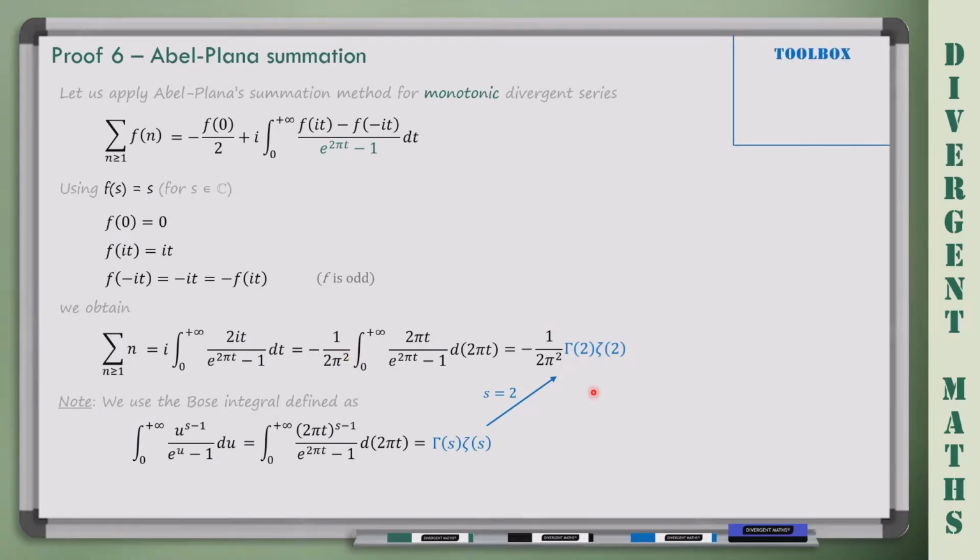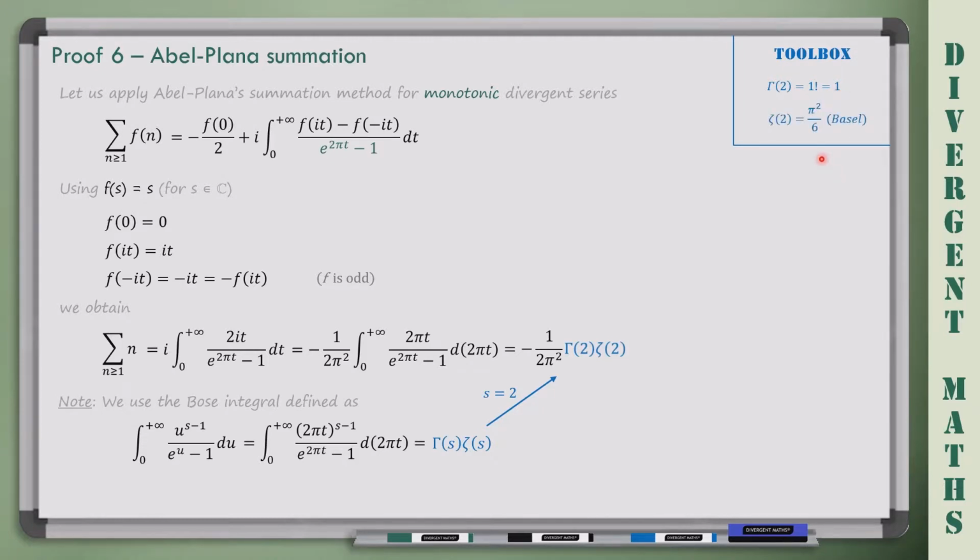So we open the toolbox, gamma at 2. Remember the gamma function, gamma of n is n minus 1 factorial. Keep in mind it's not n factorial but n minus 1 factorial. So gamma of 2 is 1 factorial, which is of course equal to 1.